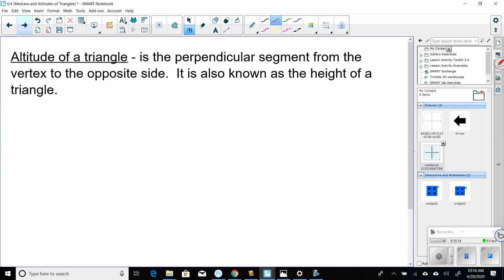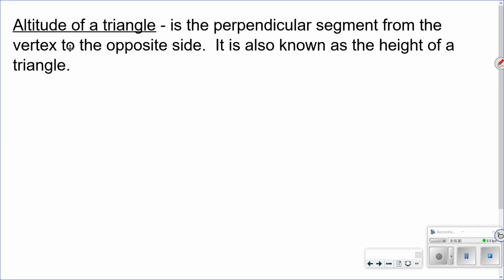Okay, the last thing we're going to talk about, this is the last center of a triangle you're going to have to know. We're going to start by talking about what an altitude of a triangle is. You guys have seen this before. An altitude is the perpendicular segment from the vertex to the opposite side. I'll show you what that looks like here in just a second. But it's also known as the height of the triangle.